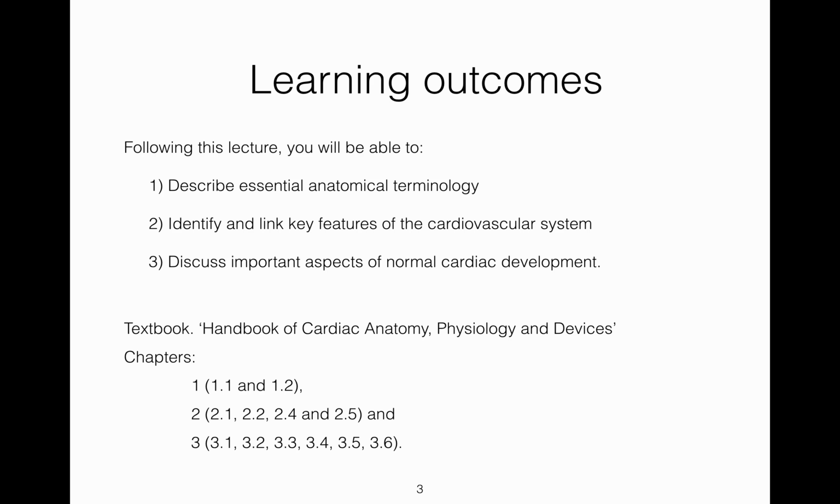The textbook to refer to, which is available via Views, is the Handbook of Cardiac Anatomy, Physiology and Devices, and the relevant chapters of the textbook are chapters 1, 2 and 3.